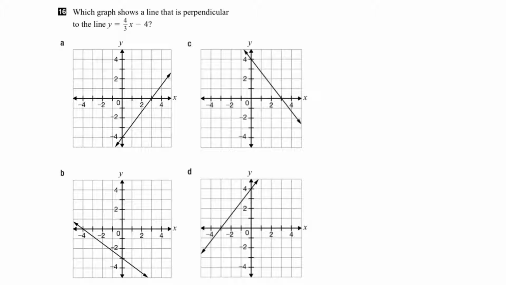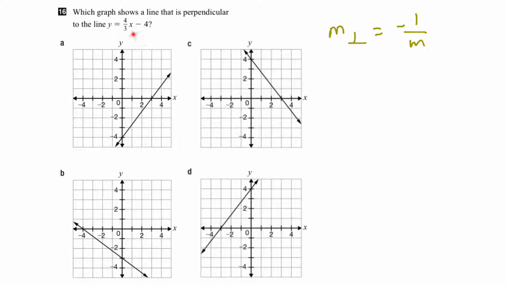In this question, we're asked to find which of these graphs has a line that is perpendicular to the line y equals 4/3 x minus 4. The key to this question is knowing that the slope of a line perpendicular to another line is equal to the negative reciprocal of the slope of the other line.